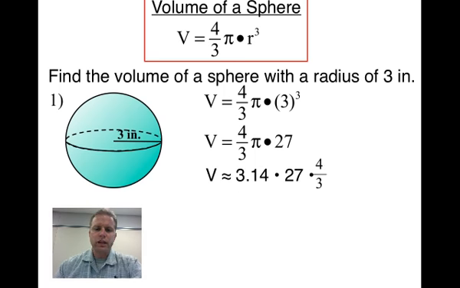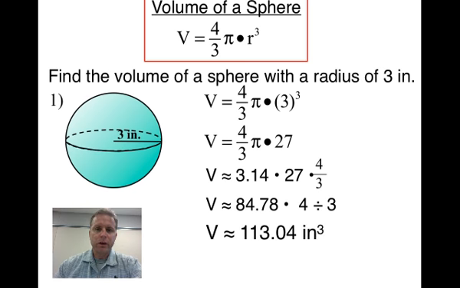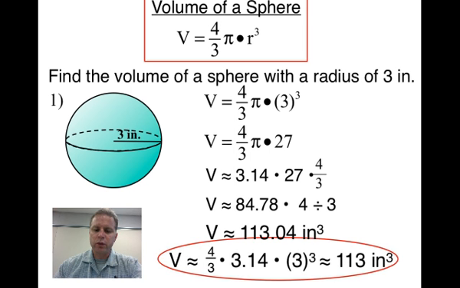And I'm going to do 27 times pi, which is 3.14 first. I'll use the commutative property of multiplication. And if we multiply that out, we get 84.78. When you're multiplying by 4/3, it's the same as multiplying by 4, then dividing by 3. So if we do that, we'll get 113.04 inches cubed, or cubic inches. Rounding that to the nearest whole number and plugging in our numbers, we'll have 4/3 times 3.14 times 3 to the third is approximately 113 cubic inches.